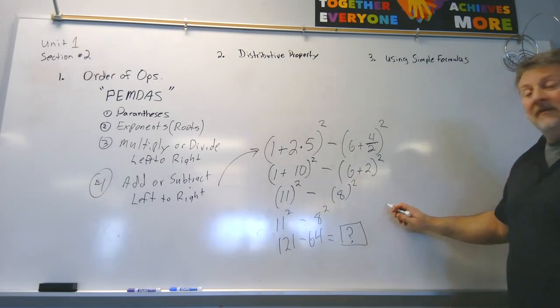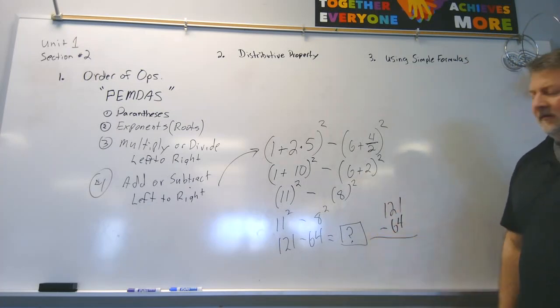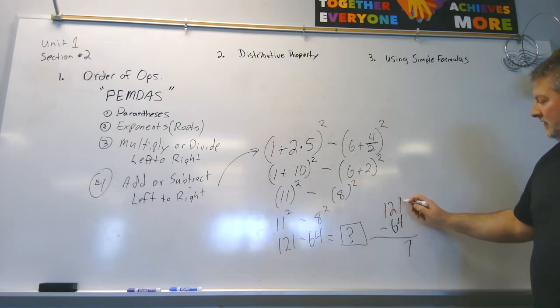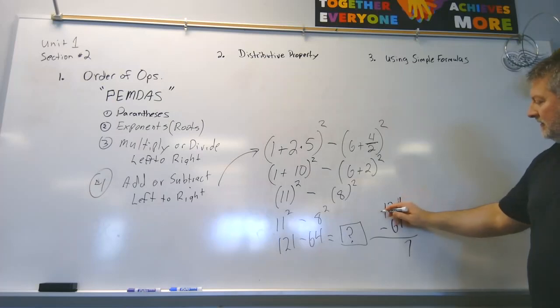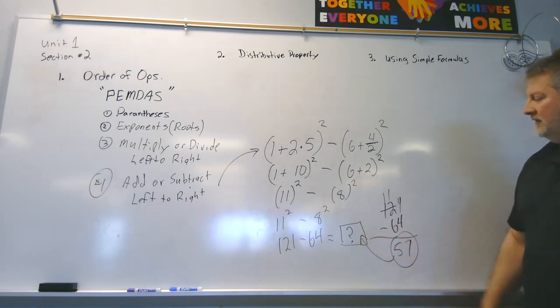If you're old school, don't have a calculator, 121 minus 64. There it is by hand. 11 minus 7 is 4. Carry this, change the 12 to 11. 11 minus 6 is 5. So 57.